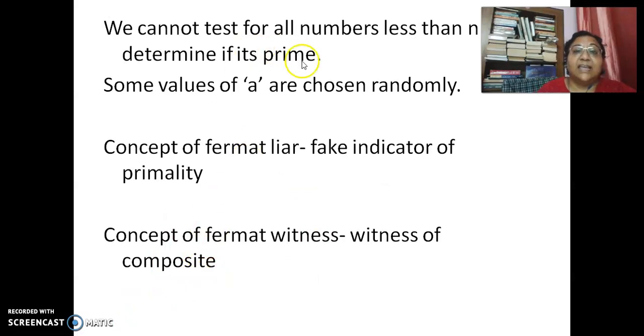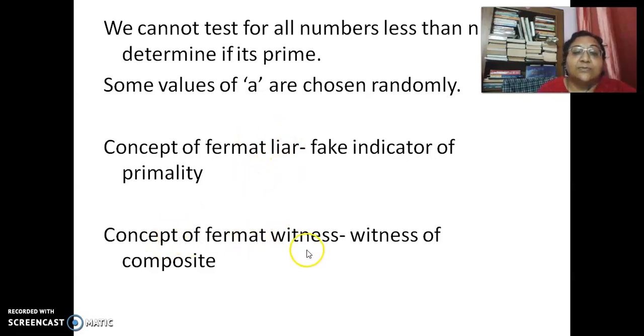So the a has to be chosen randomly, and there are two types of errors that can happen. The first error is that the number a that has been chosen is a Fermat liar. That means it will satisfy the condition for Fermat, that is a raised to power n minus 1 mod n is equal to 1. This condition will be satisfied, but the number n is not prime. So it is a fake indicator of primality. So there are chances that a is a Fermat liar.